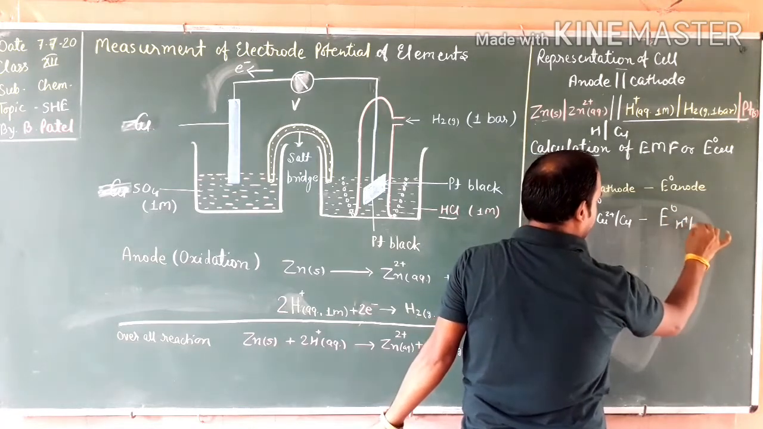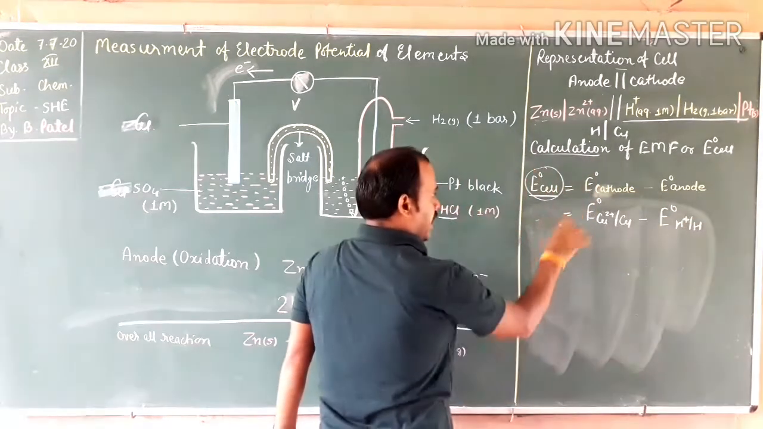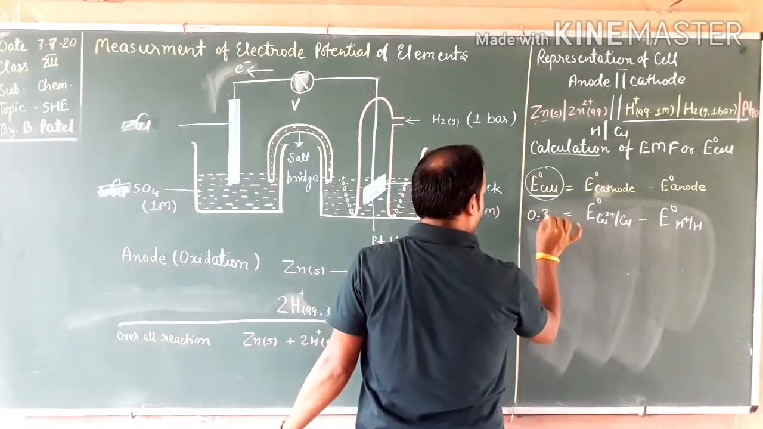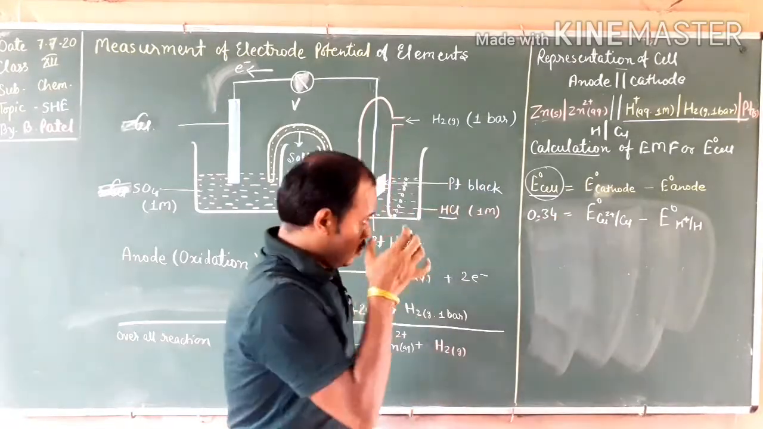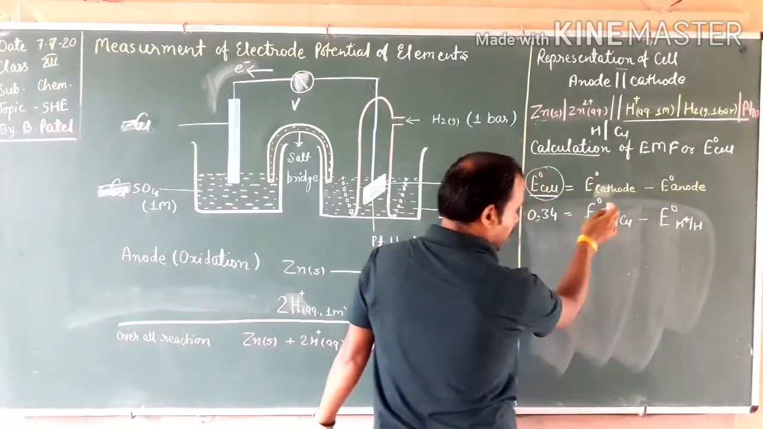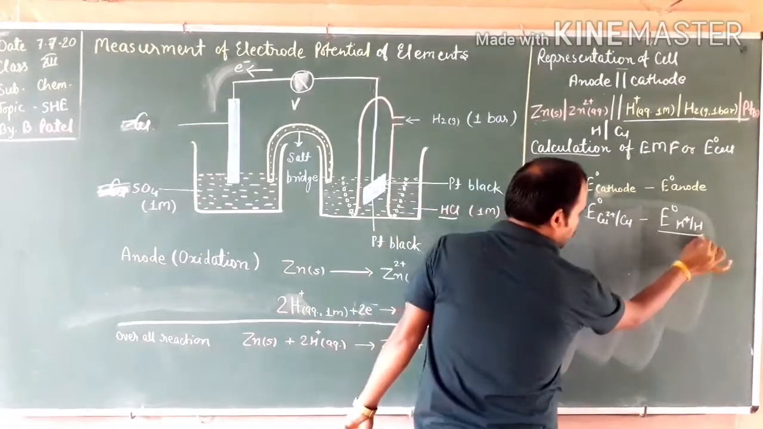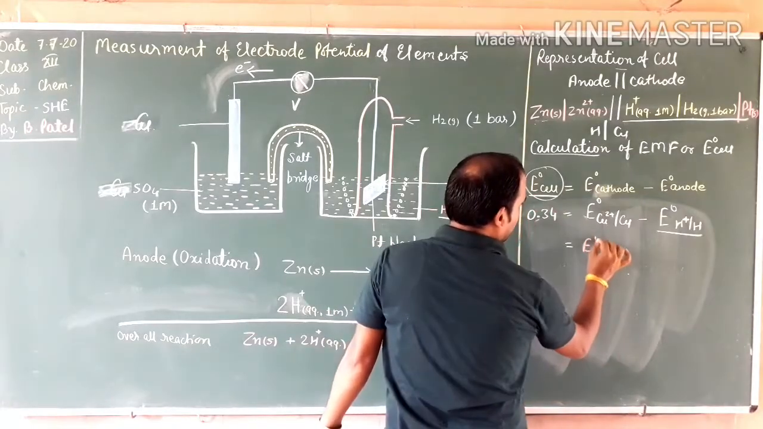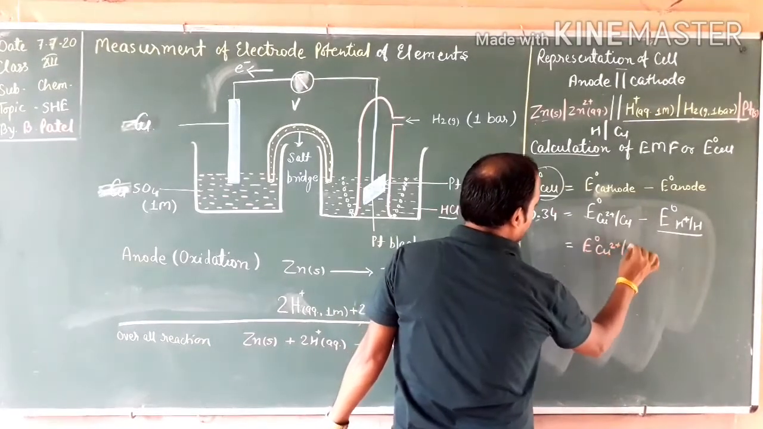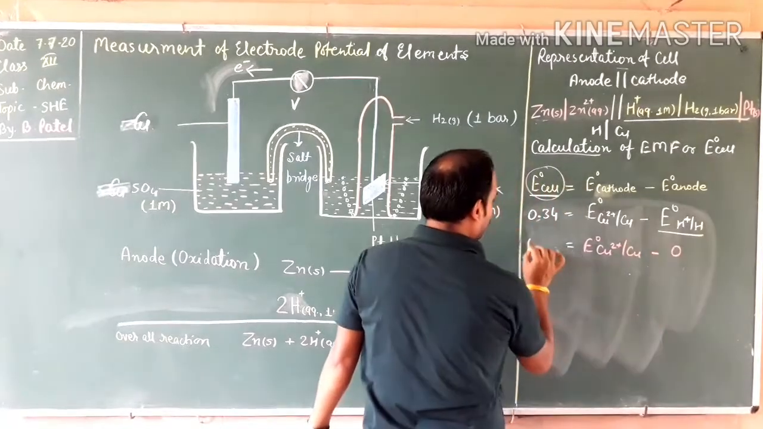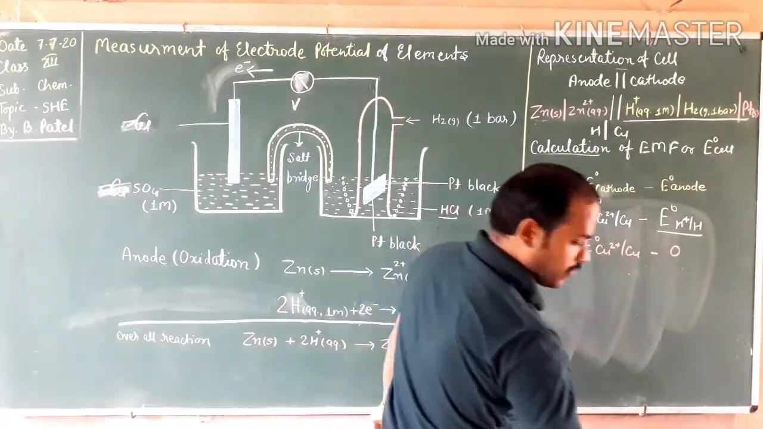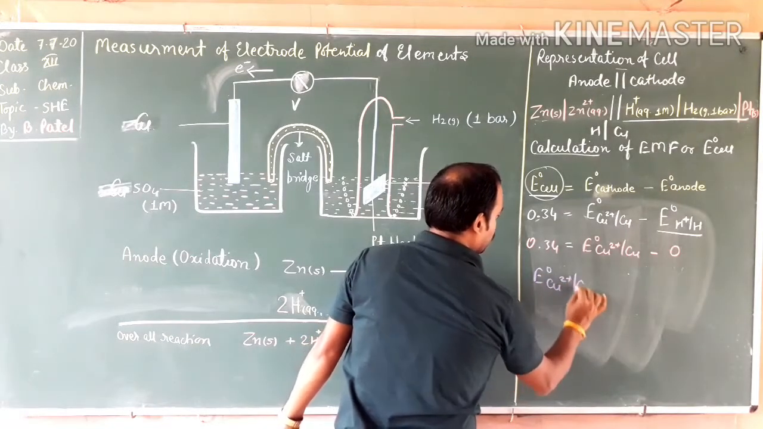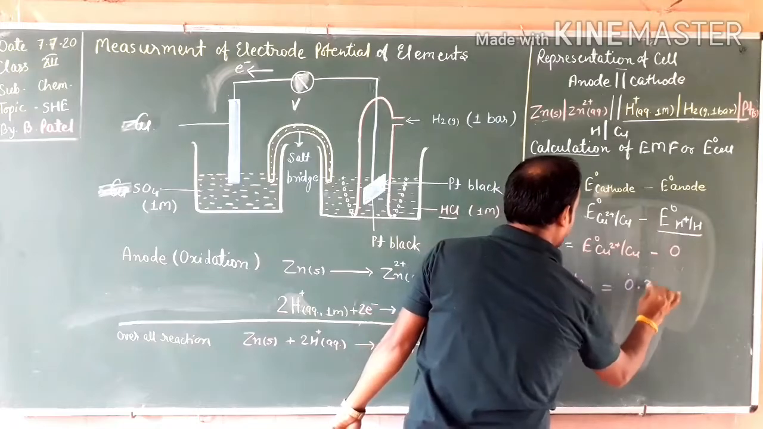Now SHE is acting as anode, and the value of E0 cell from this voltmeter is observed to be 0.34. So what will be the electrode potential of this copper? We know this is equal to 0. So here E0 of Cu2+/Cu minus 0 will be equal to 0.34. So the value of this E0 of Cu2+/Cu will be 0.34.